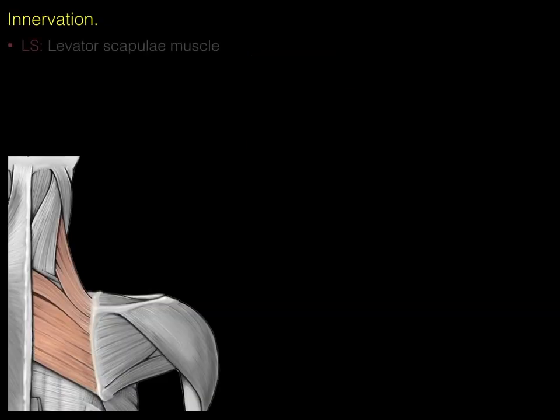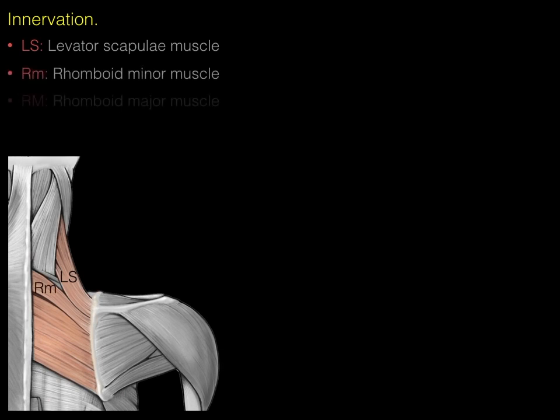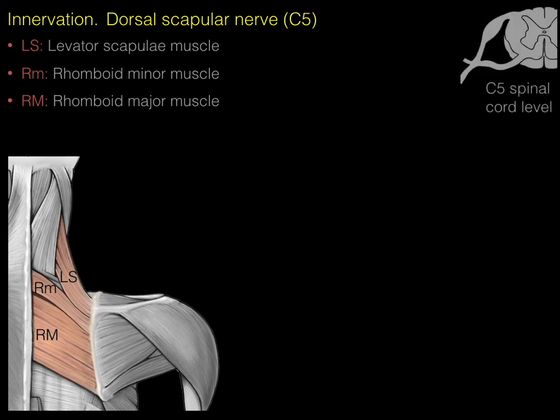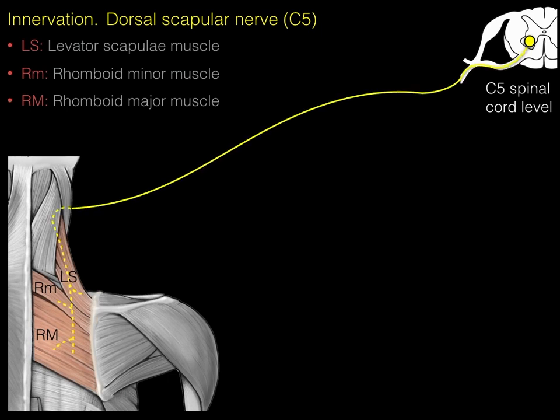Now, the innervation of the levator scapulae, rhomboid minor, and rhomboid major muscles, we can see those three muscles on the picture, is through a common nerve called the dorsal scapular nerve, which arises from the C5 spinal cord level. We put a motor neuron in that ventral horn gray matter, and then we see that motor neuron course deep to those muscles and innervate each one of them. There's our dorsal scapular nerve.